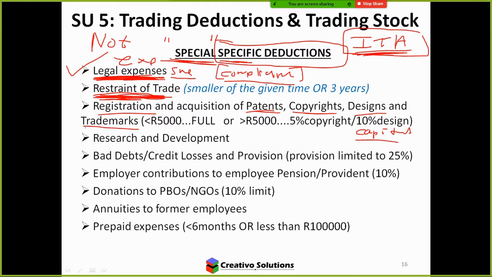All of them actually don't meet the general deduction formula. Section 11A, it does not meet the general deduction. So you'll never ever put this under Section 11A. It'll always fall under a different section, and these are specific sections in the actual act.